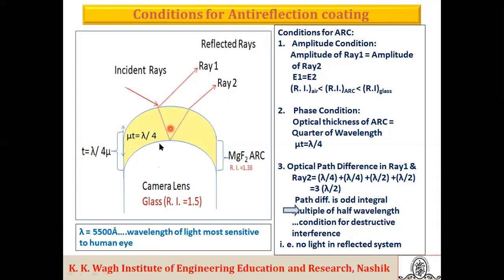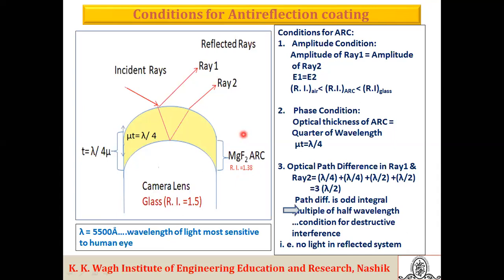When the thickness of this anti-reflection coating is maintained as lambda by 4 mu, or optical thickness is lambda by 4, and the refractive index of the material selected for anti-reflection coating is the square root of the refractive index of glass, then only this coating will produce the condition for destructive interference, and we will be able to observe no light in the reflected system. All the light which is falling on this anti-reflection coating will be transmitted towards the glass, and we will be able to observe a clear image with the help of the anti-reflection coating. So this is the theory lying behind anti-reflection coating.